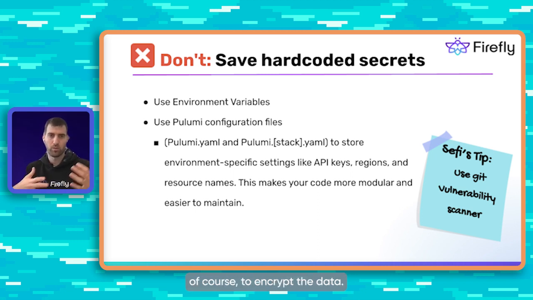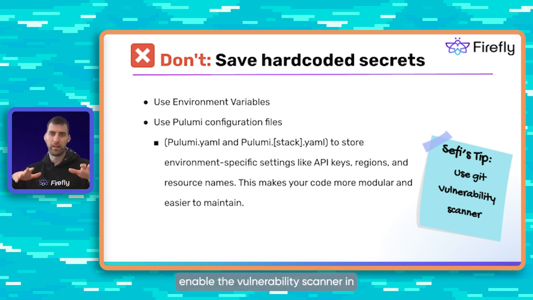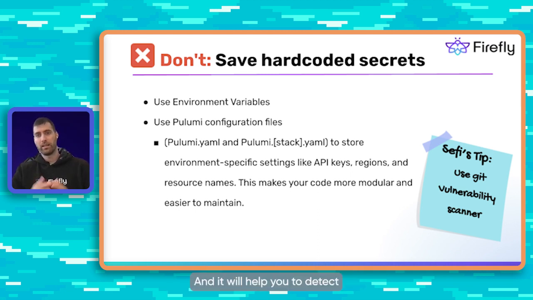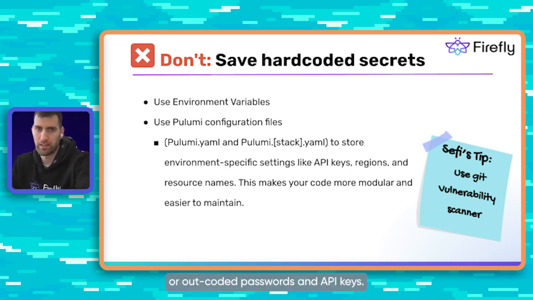to encrypt the data. And my tip for today is that you should enable the vulnerability scanner in each Git repository, specifically when talking about the infrastructure repository. And it will help you to detect misconfigurations, CVEs, vulnerabilities, outdated libraries, or hard-coded passwords and API keys.